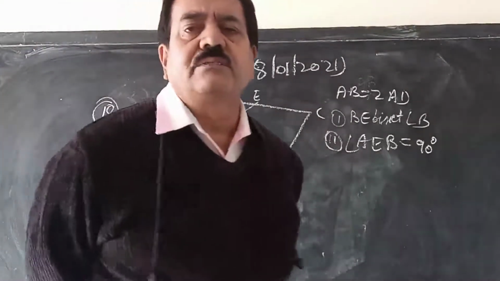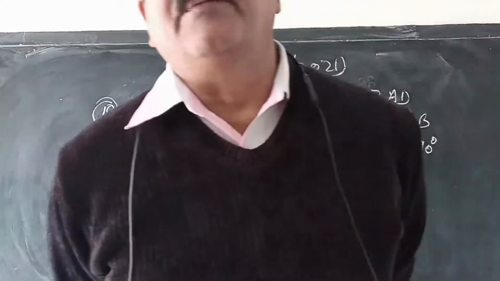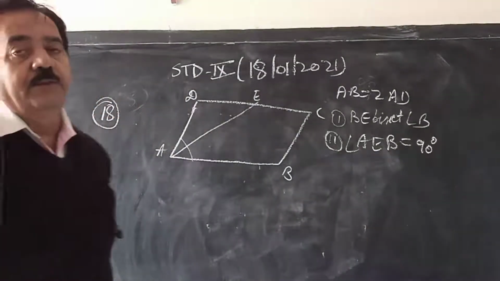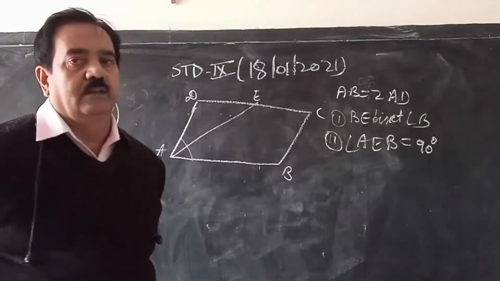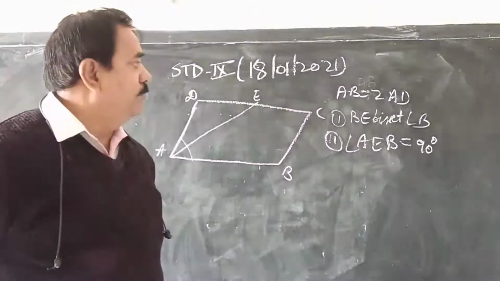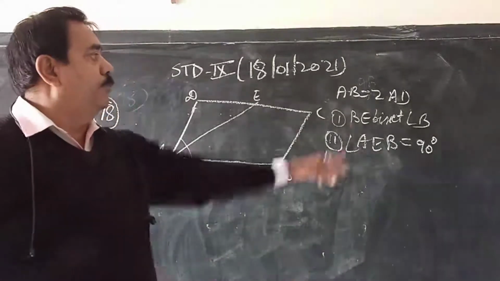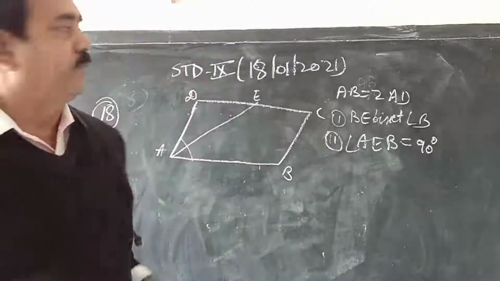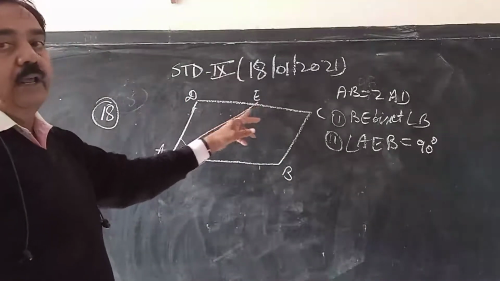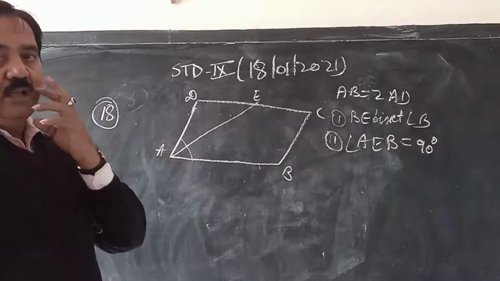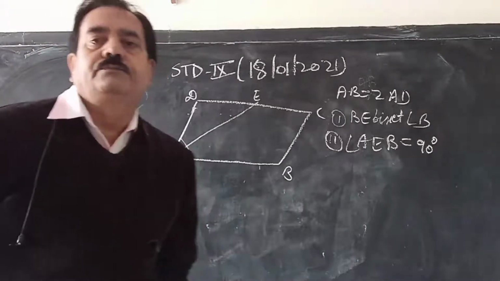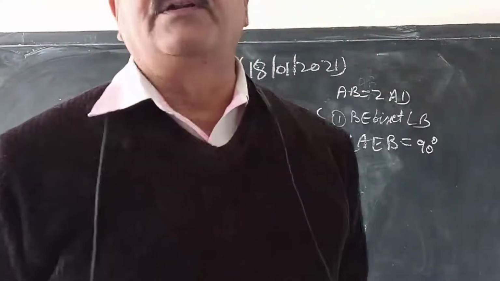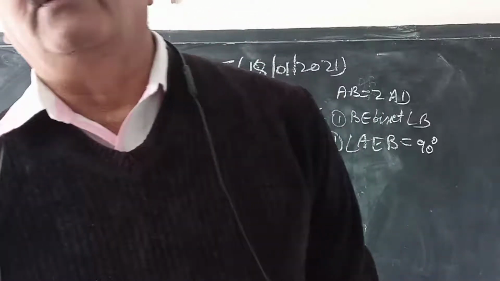So what is given in the question? It is given that ABCD is a parallelogram, and the condition given is AB is equal to twice AD, and AE bisects angle A. We have to prove that BE bisects angle B, and second, angle AEB is equal to 90 degrees. Clear? So we are going to prove it. Follow it. We will use the property of parallelogram.